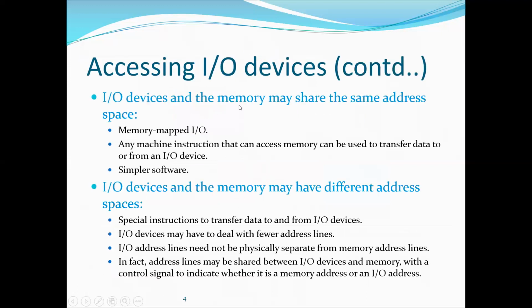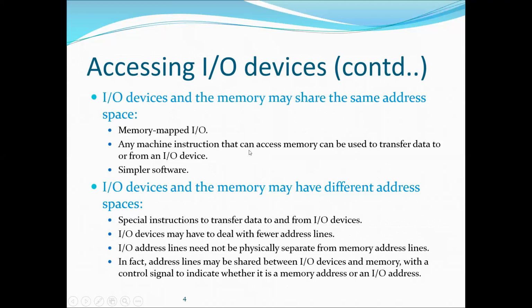So how are these IO devices accessed? IO devices and the memory may share the same address space. If that happens, we say it is memory mapped IO. No special instructions are required here. The way we access memory, similarly we can access the IO devices. These are called memory mapped IO.